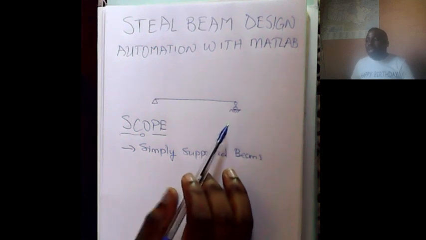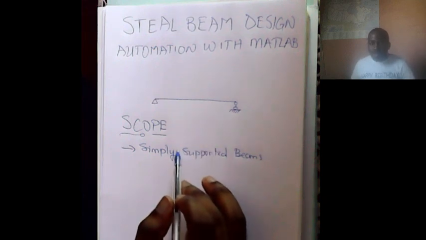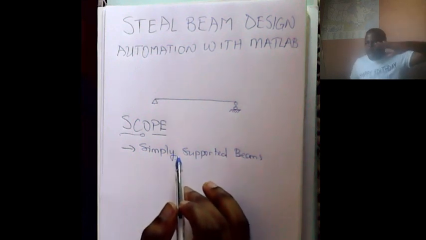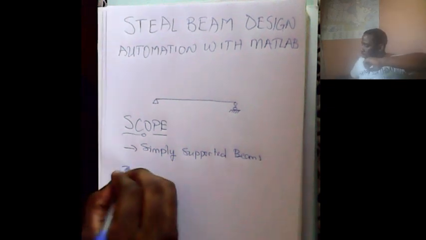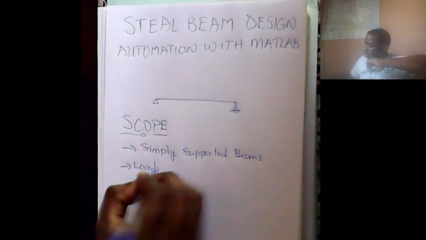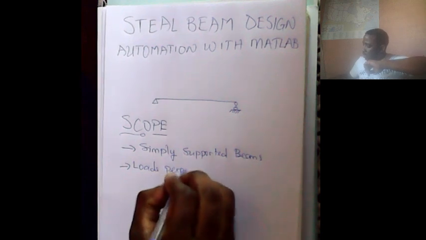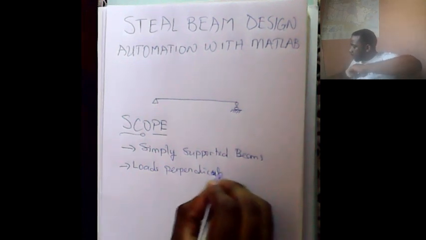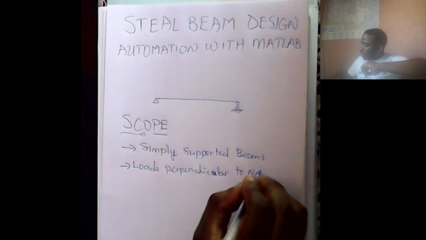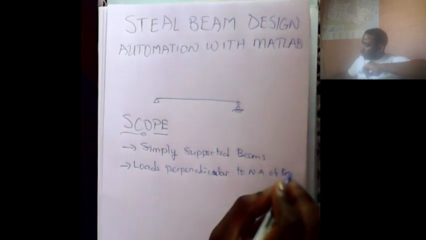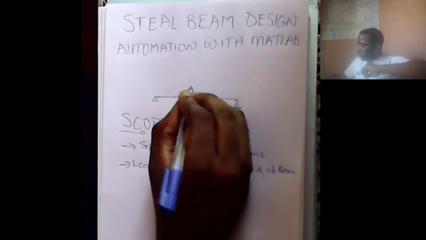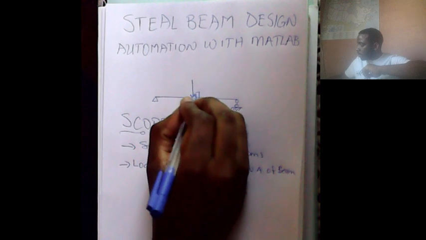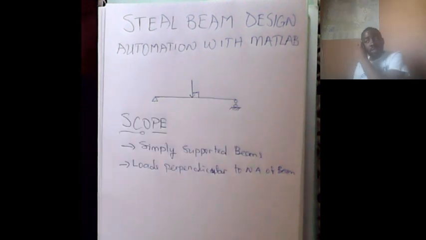All of them will be supporting loads that are perpendicular to the neutral axis of the beam. So it is loads that are vertical if the beam is horizontal, like what we have there. All the loads would be perpendicular to the neutral axis of the beam. All the loads will form an angle of 90 degrees to the neutral axis of the beam.